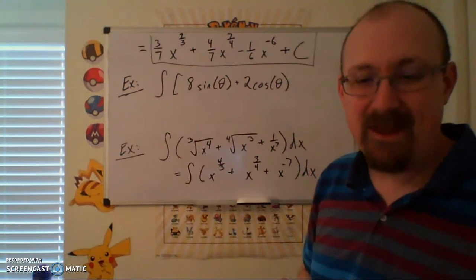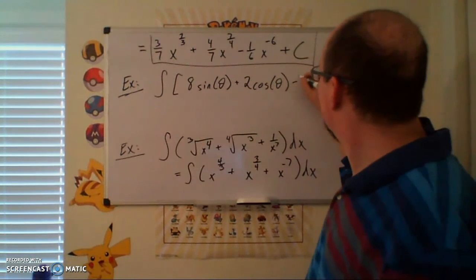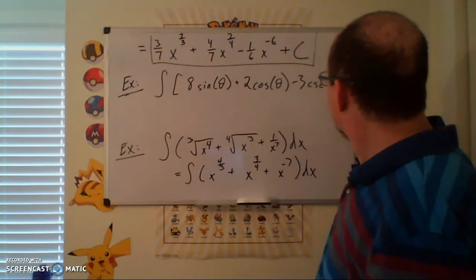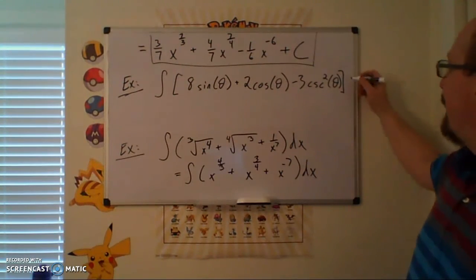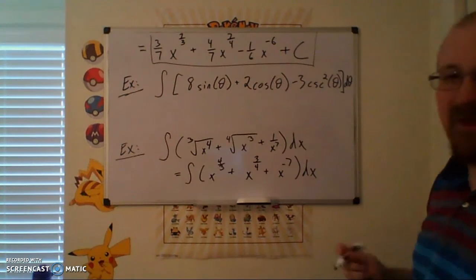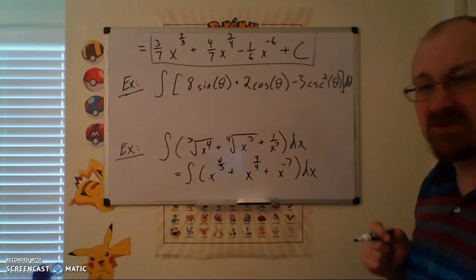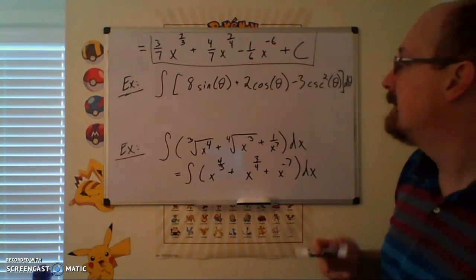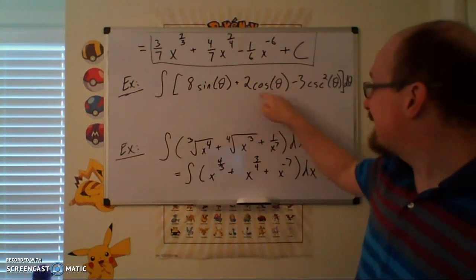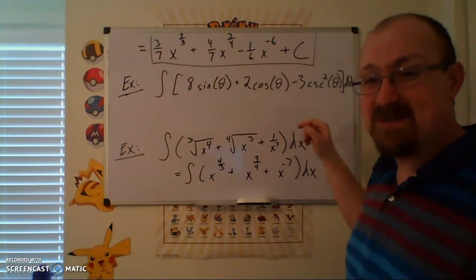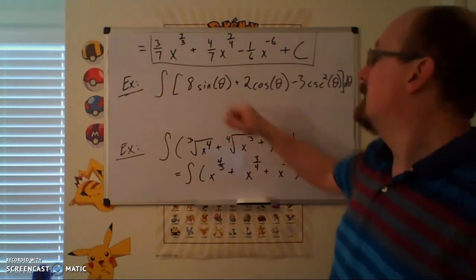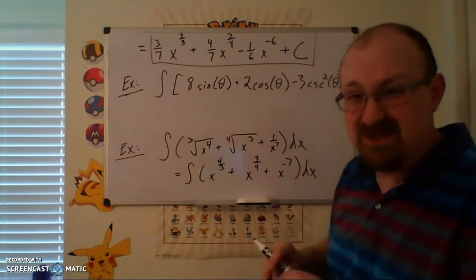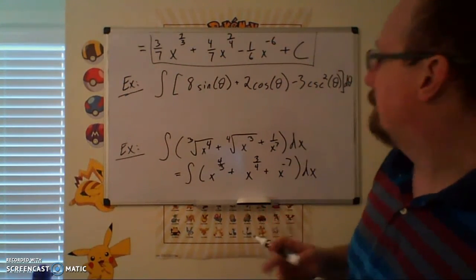So we've got 8 sine of theta plus 2 cosine of theta minus 3 cosecant squared of theta, and I'm going to fit my d theta right in there at the edge. Sorry, it's a little squished, but yeah, d theta. You can write that on your own paper much more clearly than I have right there. Again, step by step, I can break this down, work out each antiderivative separately, then put them together. Just like with that first example with the polynomial, these constants essentially just come along for the ride.